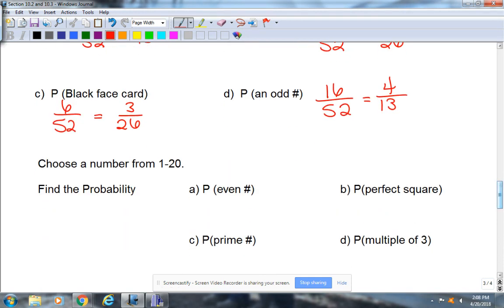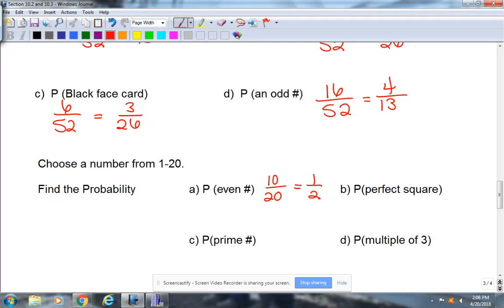we're choosing a number 1 through 20. So we're picking the numbers 1 through 20. What's the probability that we pick an even number? Okay. So if we have the numbers 1 through 20, how many numbers are there? 20 of them, right? So there's 20 total. How many of them are even? 10. And then that reduces to a half, right? Does that make sense? Okay.